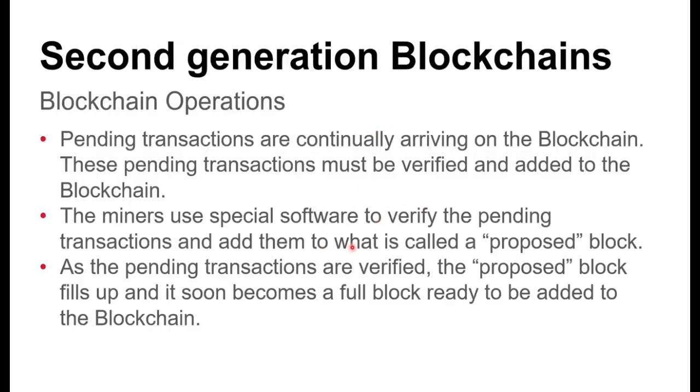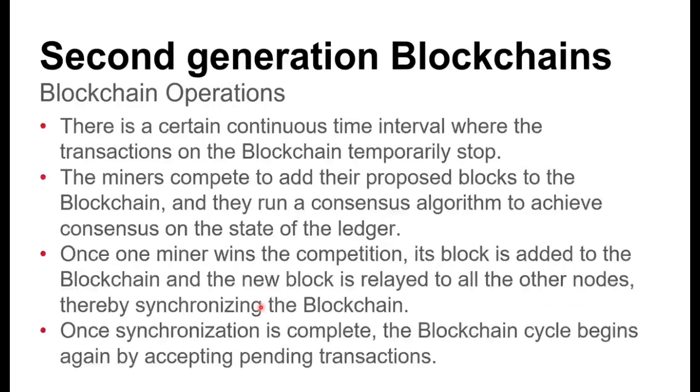Miners validate transactions. When pending transactions come in, they create what's called a proposed block. As the pending transactions are verified, the proposed block fills up, and it soon becomes time for the block to be added to the blockchain. There is a certain continuous time interval where the transactions on the blockchain fill up a block. The miners complete their additions to the proposed block and they run a consensus algorithm. The idea here is to keep the ledger completely synchronized.